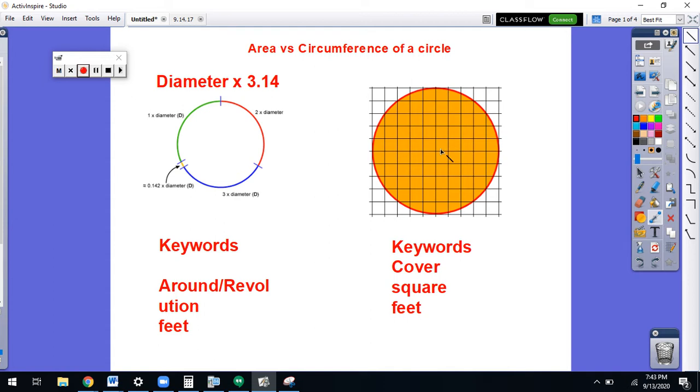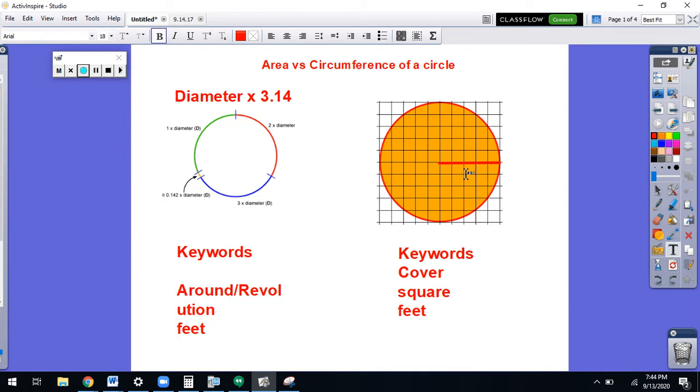And we know the radius is the distance from the center of the circle all the way to the edge of the circle. Okay? So this radius would be 1, 2, 3, 4, 5. This would be a radius of 5, right? So now I'm going to make a square out of that.